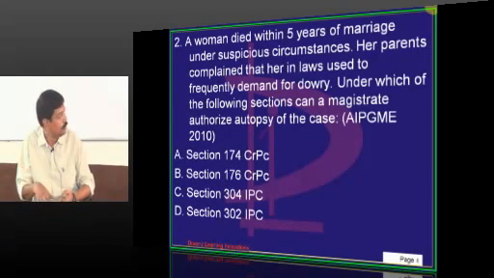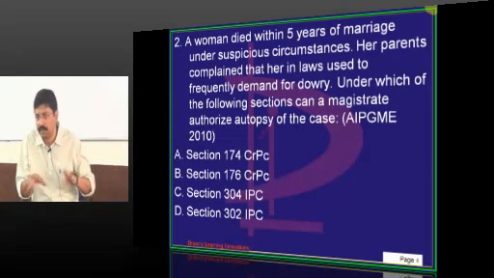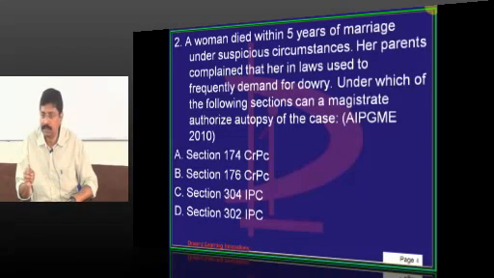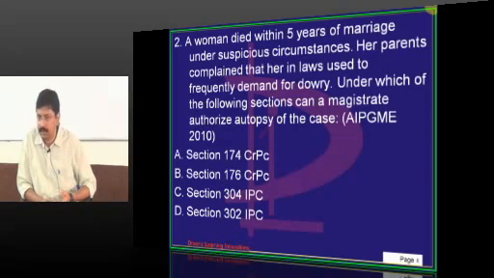Okay. So, 174 CrPC is police inquest. In all cases, police are authorized to conduct inquest, but there are exceptions, like when the police are offenders, or the person is dying in a psychiatric hospital, when it is a dowry death, when it is an exhumation, only the magistrate is authorized. So, what is a dowry death?